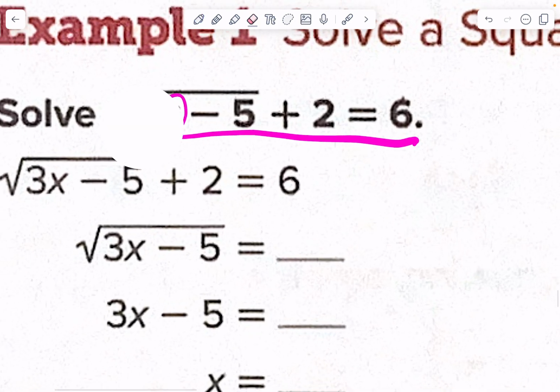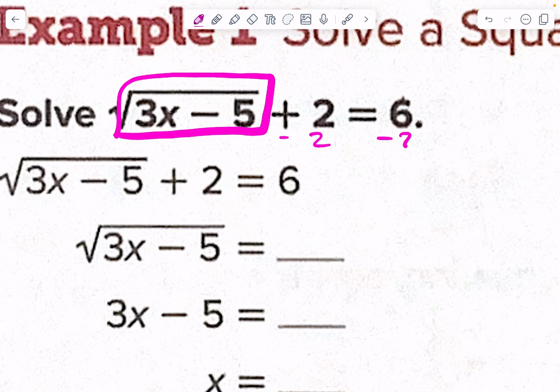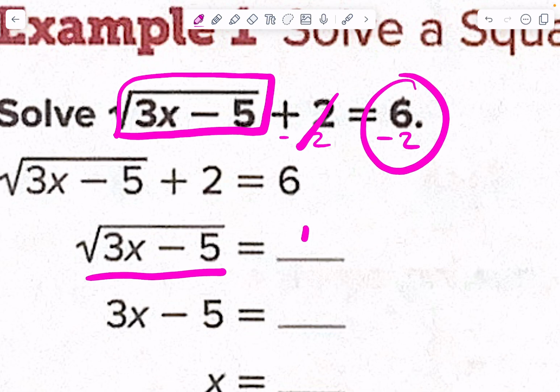So when we isolate the radical, we want to get this radical by itself. So I want to ultimately solve for x, but in order to do that, I have to get this part by itself, which means this 2 has to get kicked to the other side. And I'm going to subtract 2 to kick him to the other side. So this square root of 3x minus 5 is equal to, putting those together, that's 4.